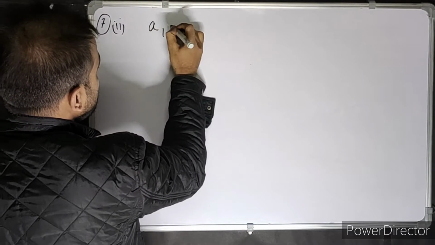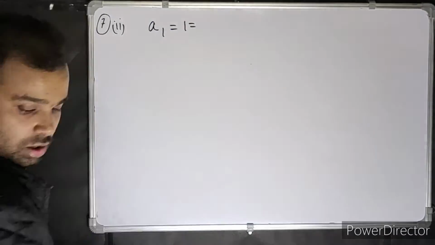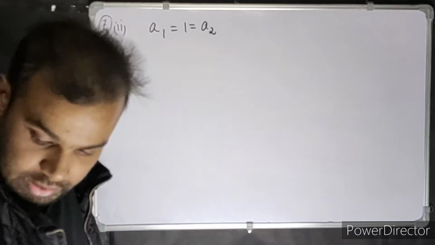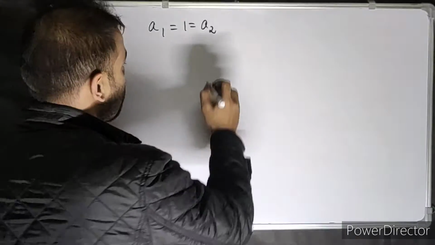So it's given as a1 is equal to 1, which is also equal to a2. So 2 terms are already given to you. Your work is reduced.